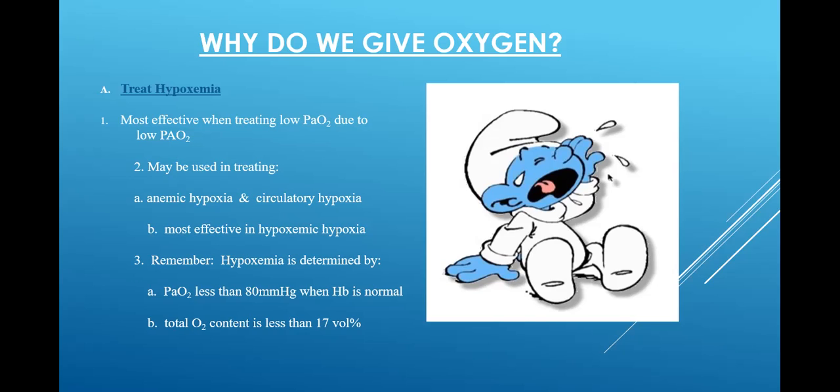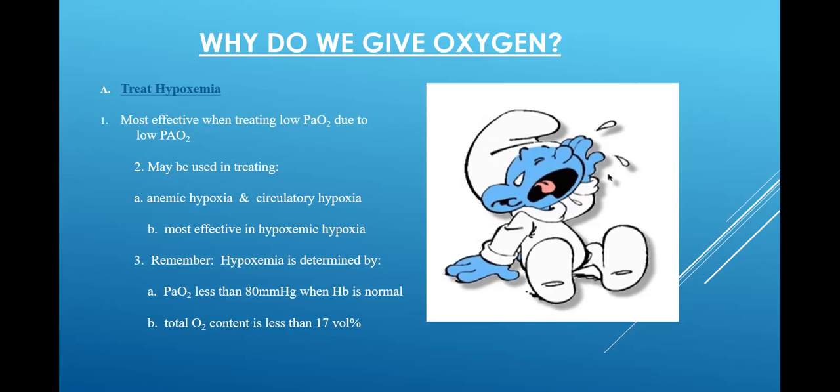Also, circulatory hypoxia. If the perfusion is low, your blood is not circulating well, right? So if it's not circulating well, there's just a little bit of blood down there. And if there's a little bit of blood, the oxygenation is going to be low. And so we can breathe in extra oxygen so that the little blood that does reach the tissues is fully saturated, okay?